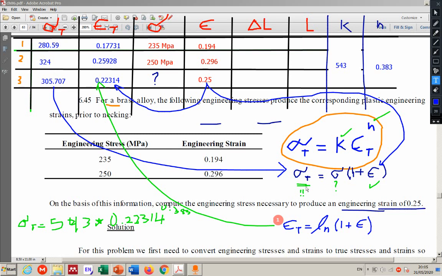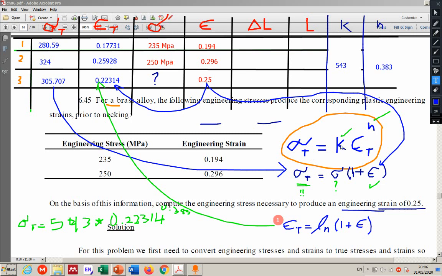So I have to find a true stress for this 0.25. Look, think of this way. This 0.25 engineering strain, I have to find the true stress for this one. Now this, I can convert to a true strain because it's engineering. In order to find the true stress from true strain, I need to use this equation, which K and N require.